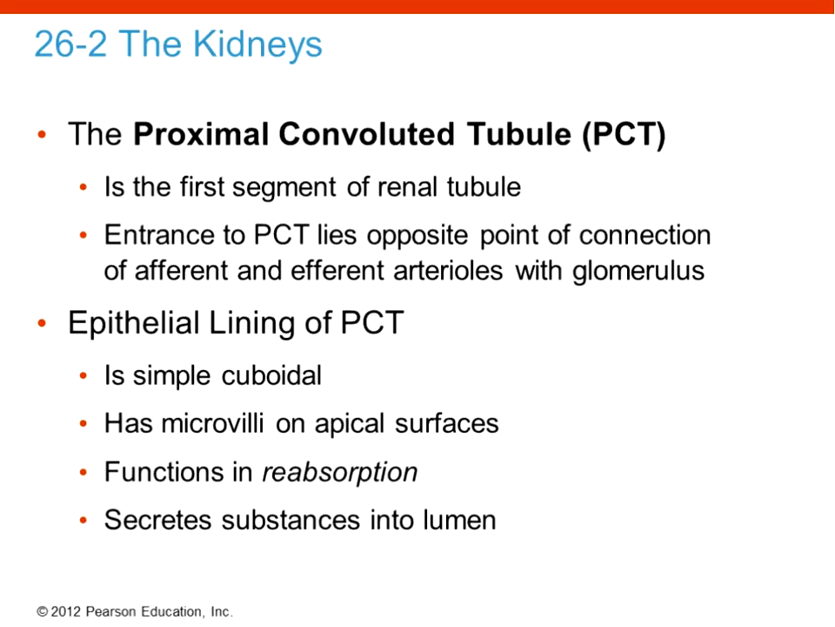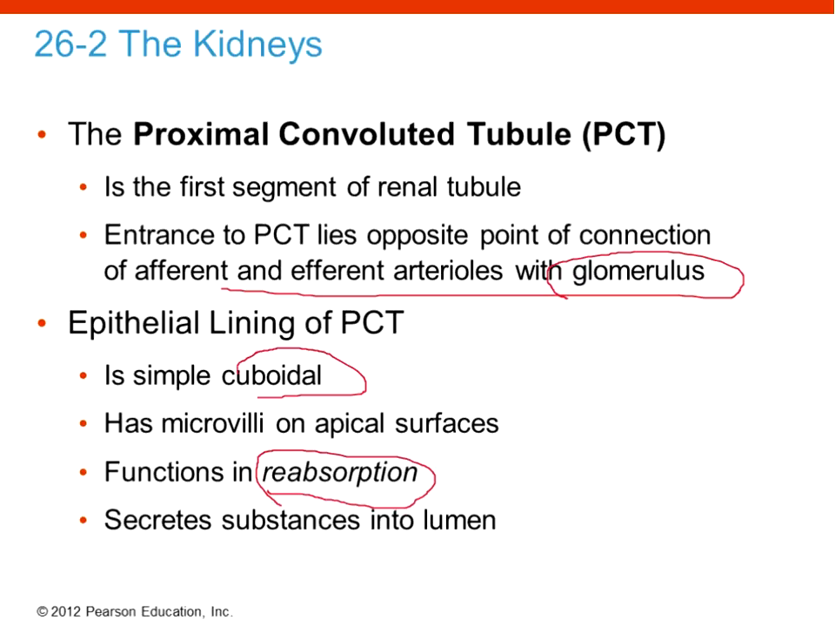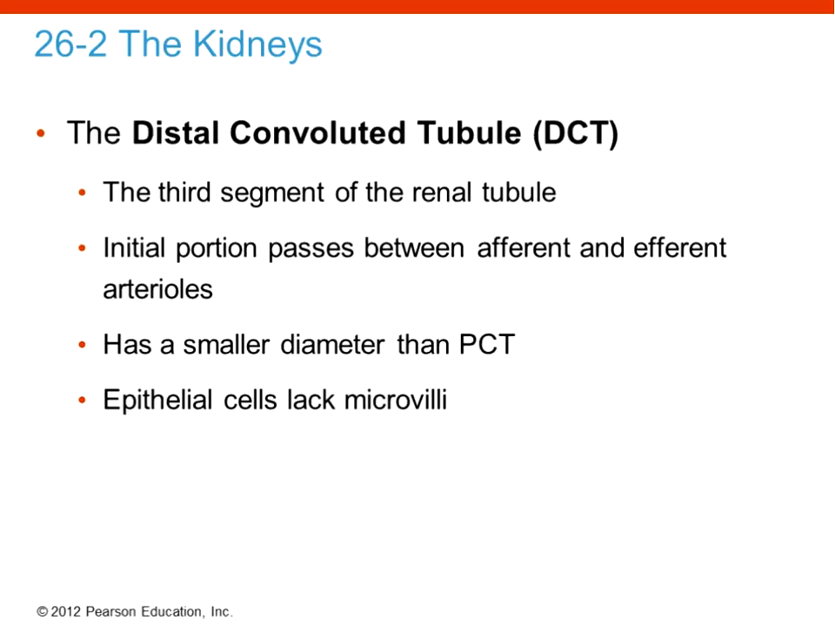Well, first you have the proximal convoluted tubule, and this is the first segment that initially takes the filtrate from the glomerulus. So basically, it's the point of connection with the afferent arterioles and the glomerulus. It has a simple cuboidal lining and functions primarily in reabsorption. We're going to see in a little bit that the amount of water used to initially produce the filtrate is very large, on the order of gallons, and you need to reabsorb a lot of that water.